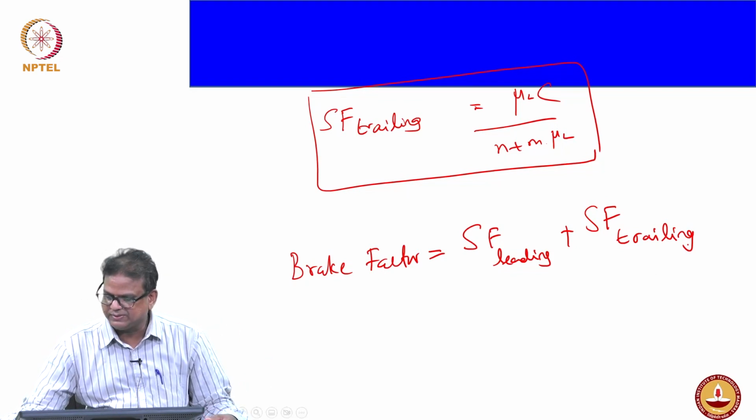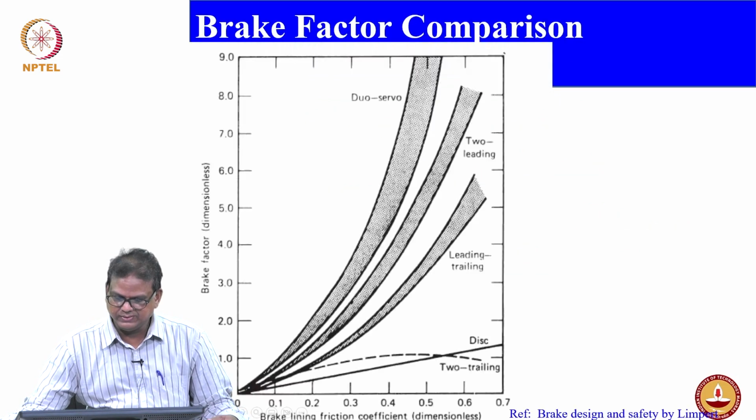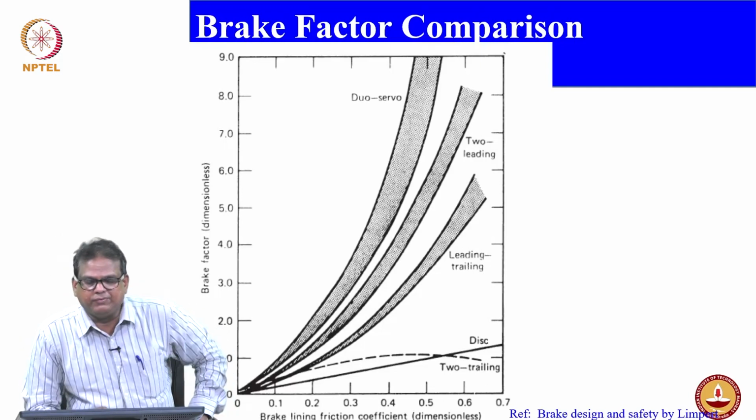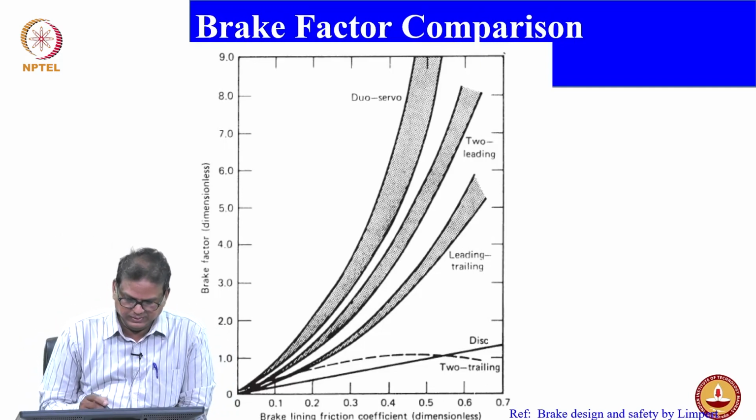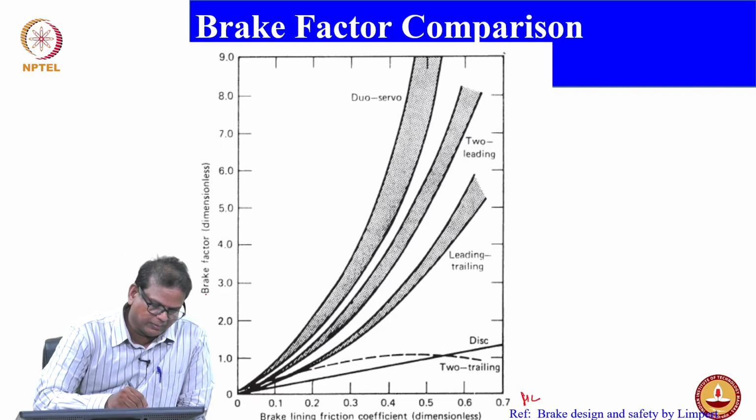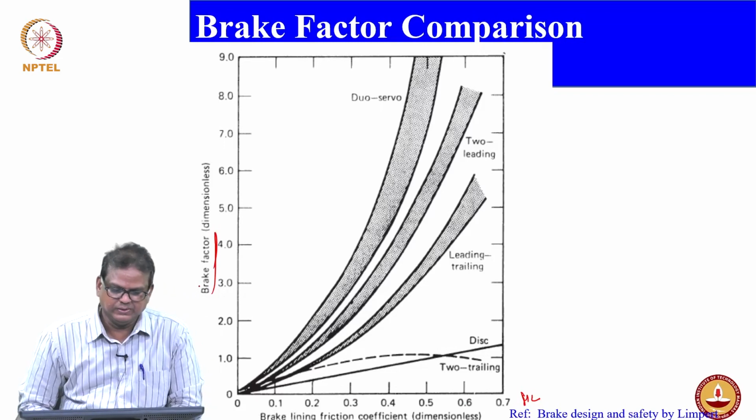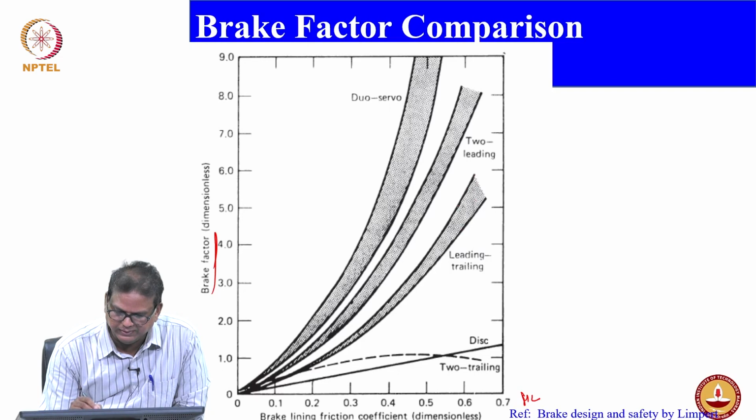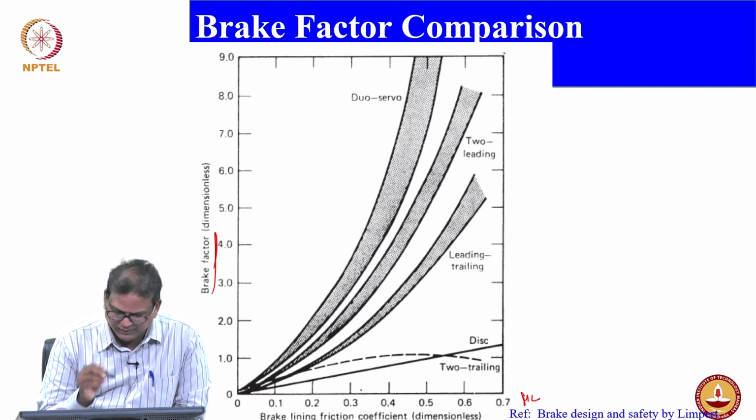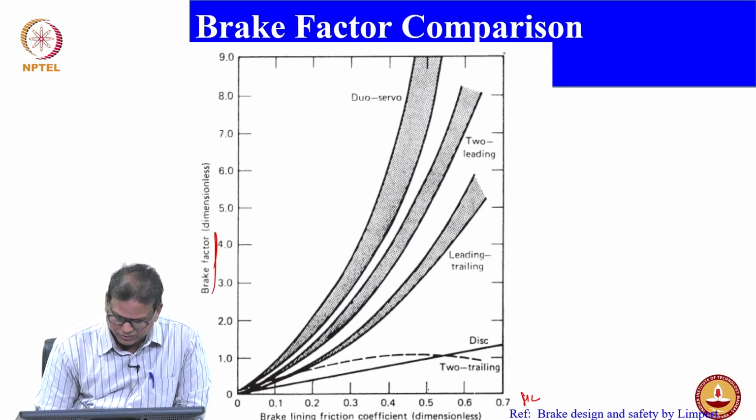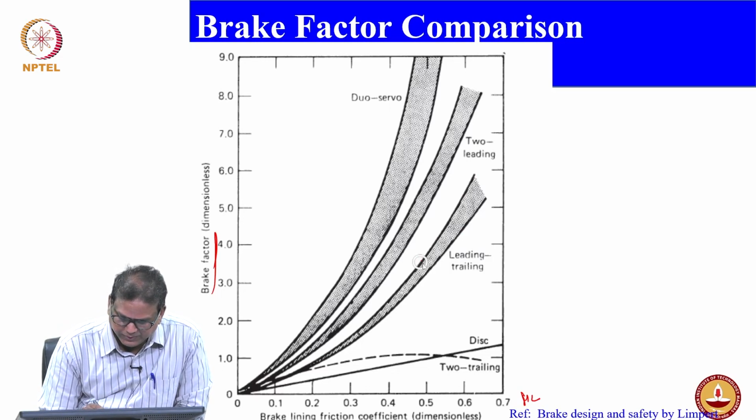In fact, we can see the comparison. I have taken this from Brake Design and Safety by Rudolf Limpert. You can look at this. This is mu L and the corresponding brake factor, you can see that. We will look first at the leading and trailing. For a coefficient of friction, maybe we will choose 0.5. If we choose 0.5, you would expect a range.